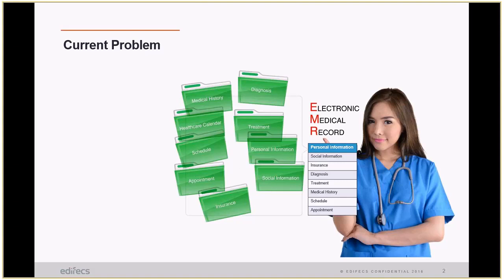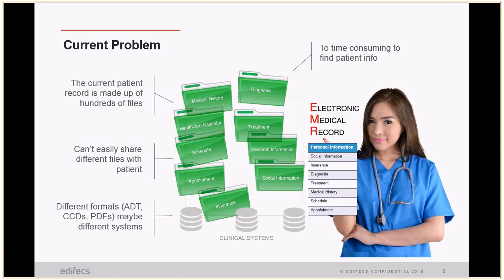So currently we'll start with the problem. The current patient record is made up of hundreds of files that can't be easily shared. There are different formats, ADTs, CCDs, PDFs, all possibly coming from different systems, and it's really time consuming to find patient information. These CDA documents are used in the healthcare industry for exchange between patients and providers, and they carry clinical content such as discharge summaries, imagery reports, pathology reports, and so on.